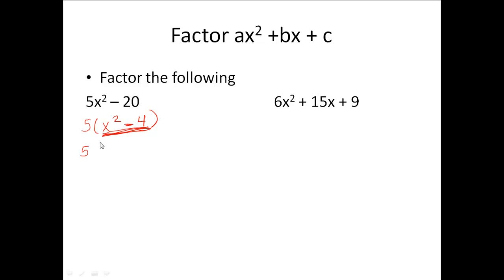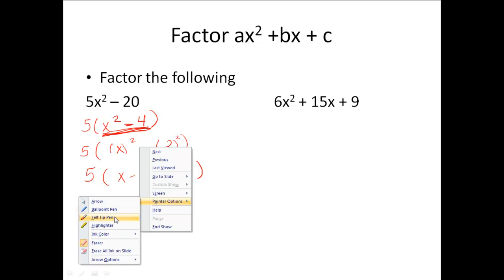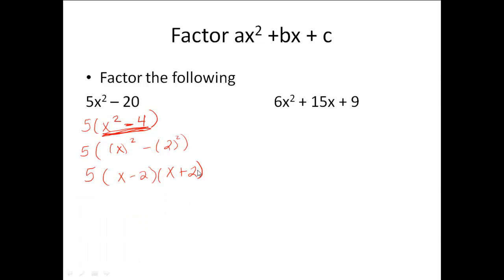So I can rewrite it as a squared minus b squared. So ask yourself, what can you square to get x squared? And that would be x. What can you square to get 4? And that would be 2. So when I factor this, it's going to be x minus 2 and x plus 2. Let me rewrite that for you. There we go.